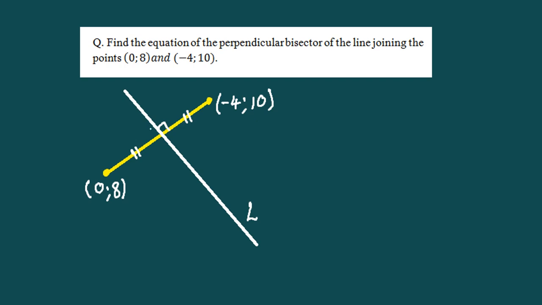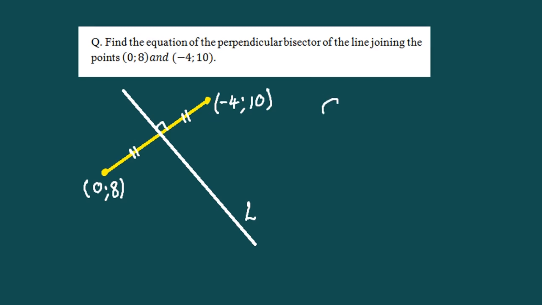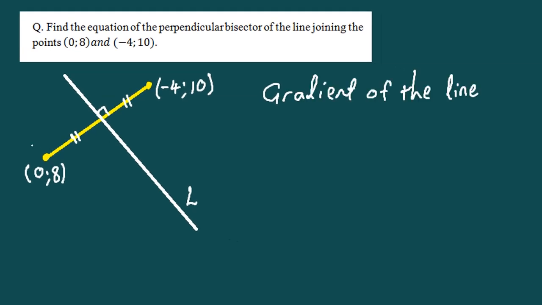Now in order for us to find the equation of any line, we need 2 things. We need a point on the line and we need the gradient. Let's start with the gradient. First, we're going to find the gradient of the line joining the 2 points. Let's call this line AB. So it's the gradient of the line AB.